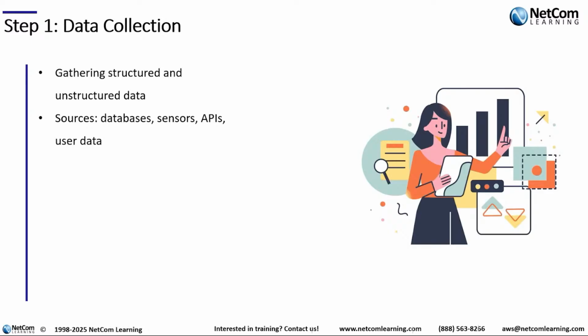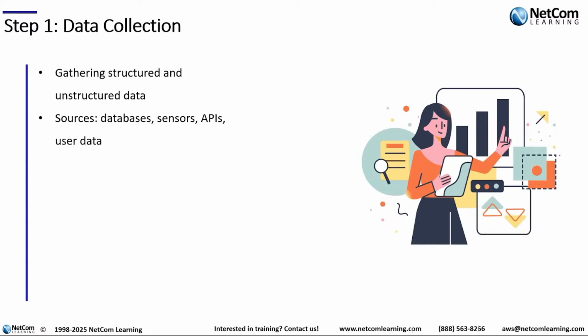Structured data refers to data that is organized and formatted, like rows in a spreadsheet or records in a database. This includes fields such as dates, names, sales numbers, or even sensor readings. Unstructured data, on the other hand, does not follow a predefined format. Examples include images, audio files, videos, social media posts, and customer reviews. Even though unstructured data is harder to process, it's incredibly valuable in machine learning.